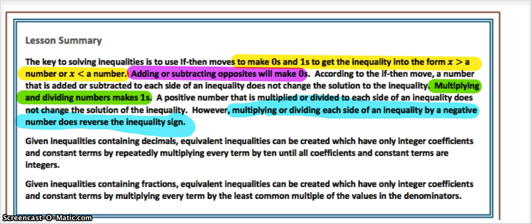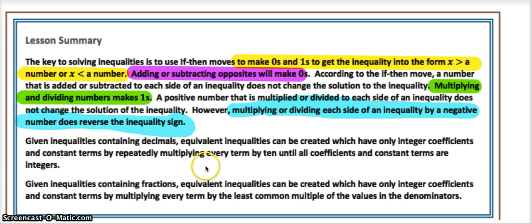At the top of your problem set, you'll notice this lesson summary. I would suggest that you read over it, and what I have highlighted really are the key points that you need out of here. The first thing you do is you're trying to make those ones and zeros to get the inequality down to a variable is greater than a number or the variable is less than a number. By adding and subtracting opposites, you'll make your zeros. By multiplying and dividing numbers by their inverses, you'll make ones. And the only thing you really have to remember here in blue, that's the big difference in an inequality as opposed to an equation, is that if you multiply or divide each side of an inequality by a negative number, it reverses the sign of the inequality.